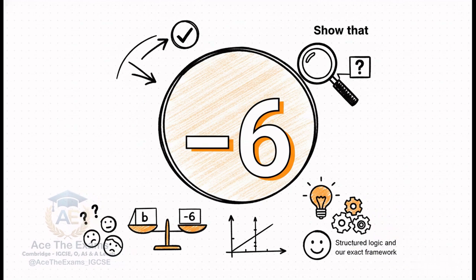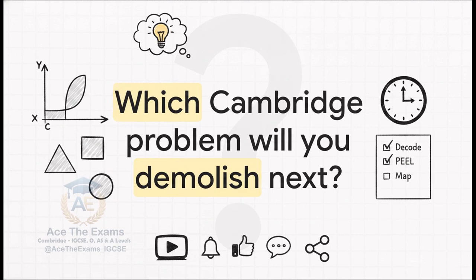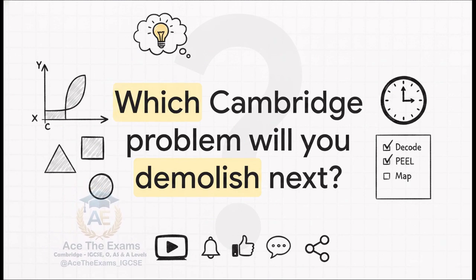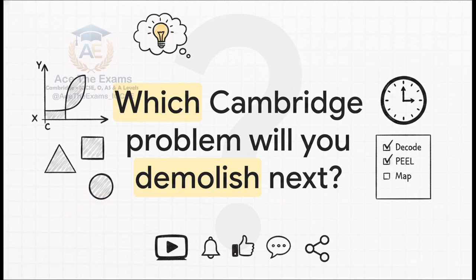Once you prove b is negative 6, you simply substitute it back into your linear equation to easily find the exact value of a. You've completely bypassed the panic and confusion that plagues students like Alex and Sam, relying purely on structured logic and our exact framework. The relationship between algebraic steps and visual geometry is your ultimate blueprint. By decoding command words, applying the PEEL framework, and mapping equations systematically, you don't just solve problems. You construct bulletproof arguments. You've seen the matrix behind the math.